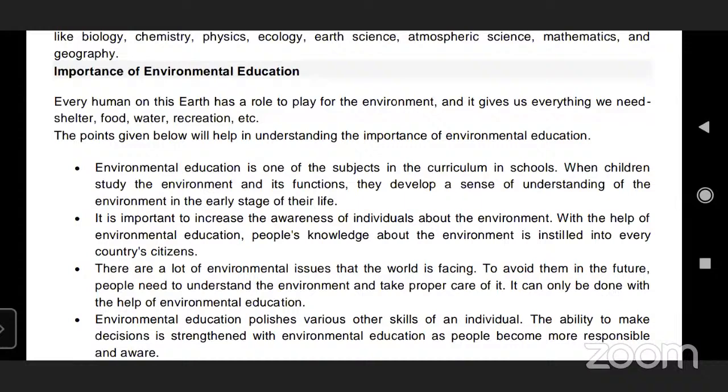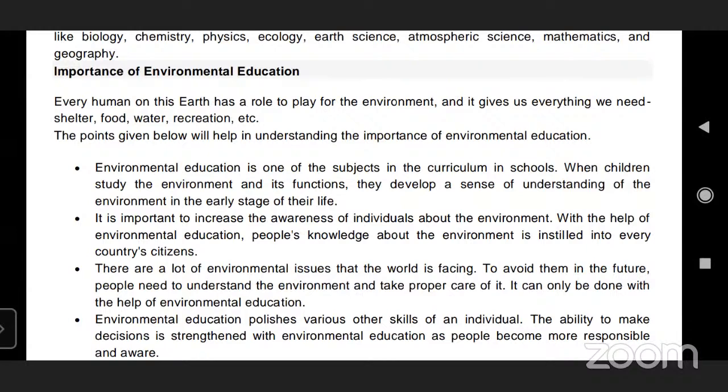Environmental education is one of the major subjects or fields. If it is included at the school level, children are able to study the environment and its functions, so that they may develop a sense of understanding about the environment in the early stage of their life.